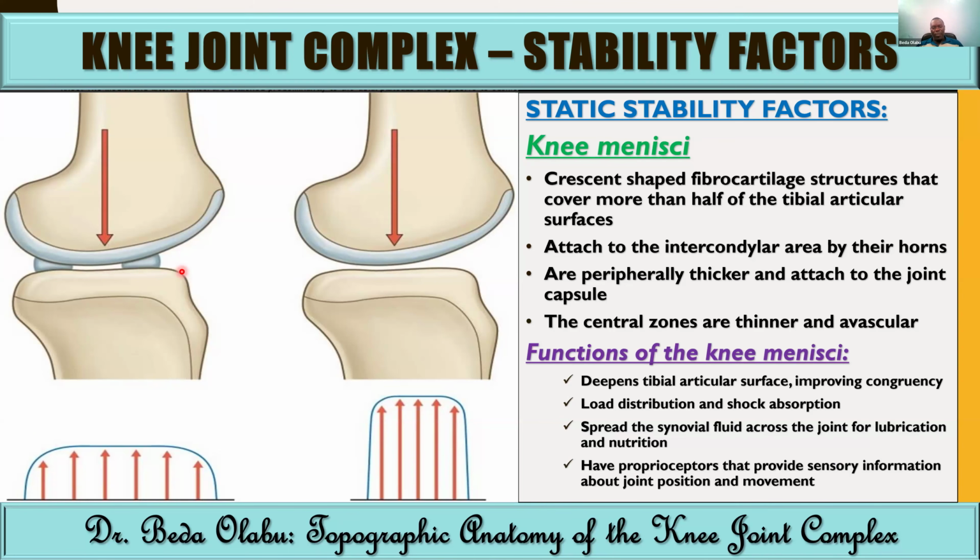Important also to note is that the menisci have sensory nerve endings, especially their horns. So the horns of the menisci have a lot of nerve concentration, and these nerves are important in sensing pain, but also in sensing position. Proprioception is a sense of position. So we have nerve endings that have proprioceptive information from these structures. It will tell the individual where the joint is, and this informs the degrees of movement. So these are the key functions of the knee menisci.